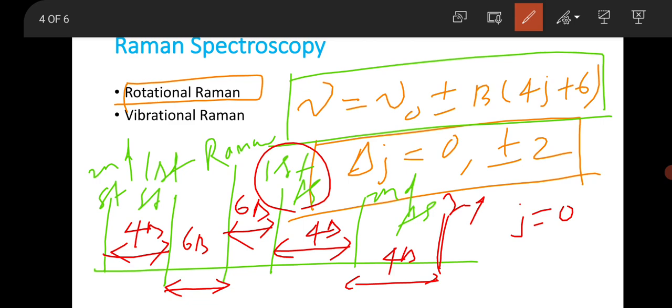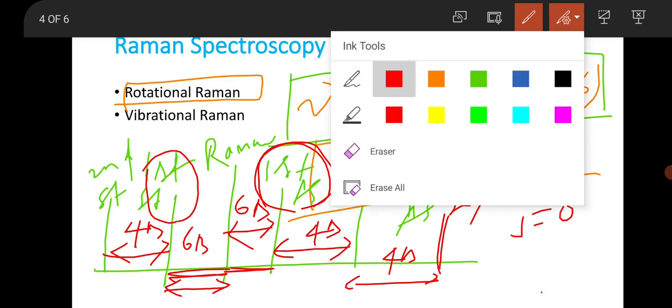So you can have a question like, what is the distance between the first Stokes line and the first anti-Stokes line? It will be 12b, because this is 6b and this is 6b. So the total distance will be 12b. So a kind of question can be framed from this concept. So you have to know the proper expression and the utilization, and then move to the vibrational Raman.